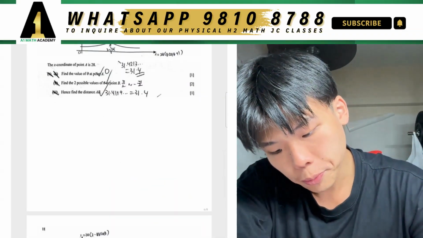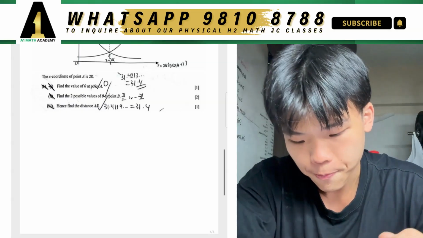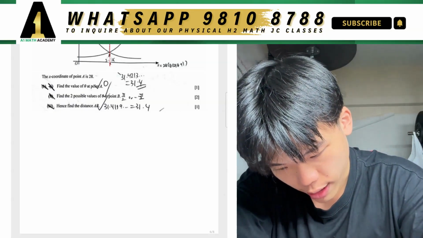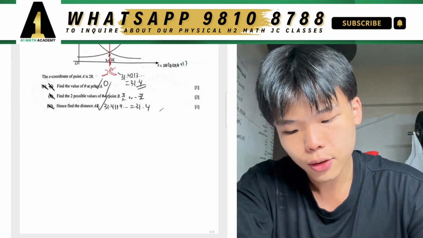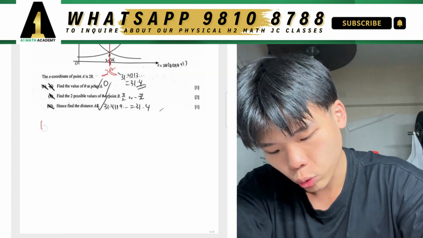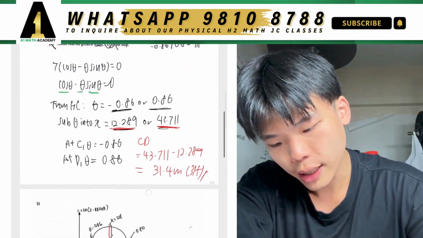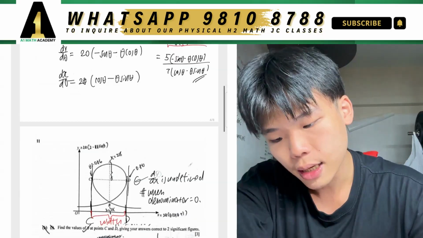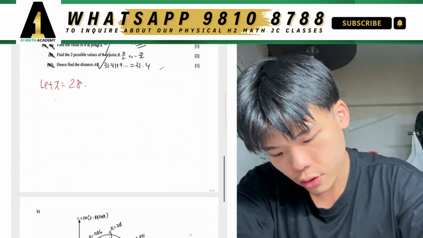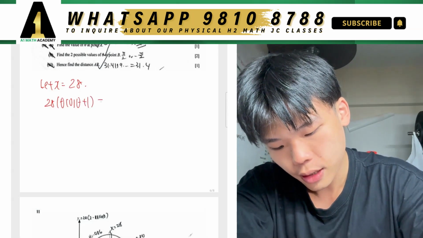Now moving on to the next portion over here, they tell us that the x-coordinate of point A is 28. So we know that if we draw a straight line down over here, this is 28. So how do we find the value of theta at point A? It's fairly straightforward. You just need to let x be 28, and you know that the x equation is 28 theta cosine theta plus 1, which equals 28.